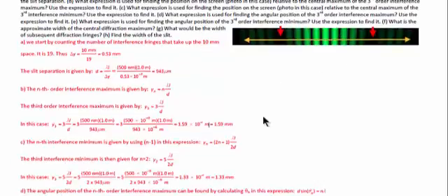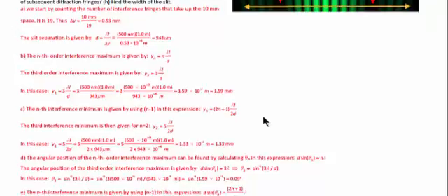The next question: what expression is used for finding the position on the screen relative to the central maximum of the third interference minimum? Okay, now this is our central maximum here. So it is asking for the third minimum. This is the first, this is the second, this is the third. It's asking for the third.